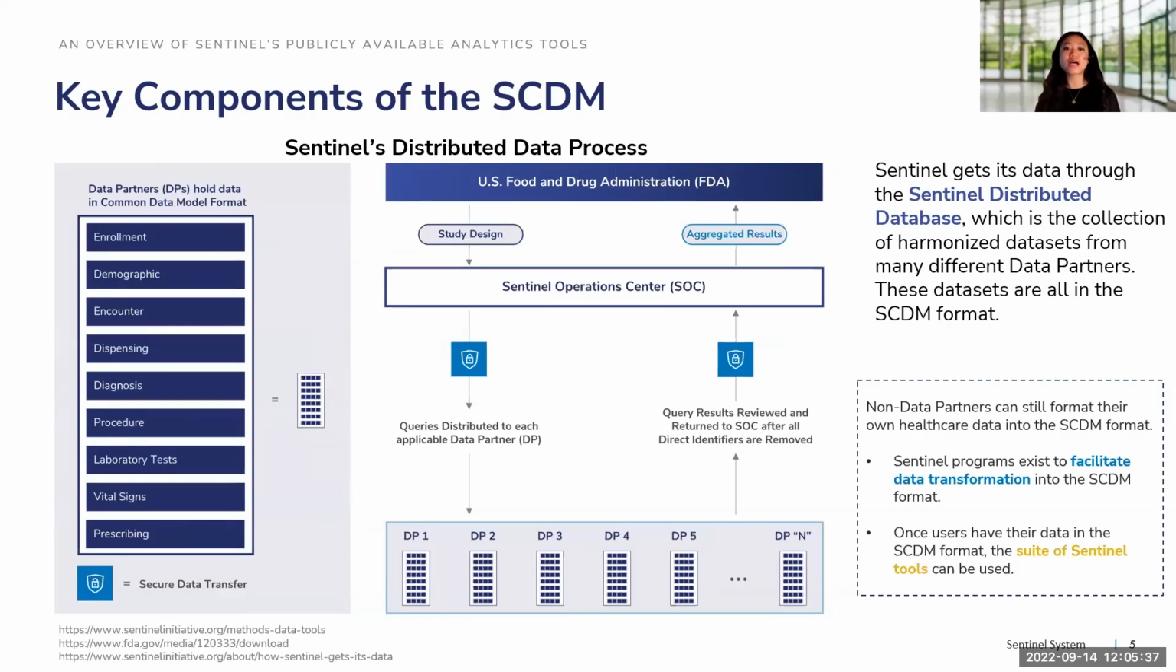Each Sentinel data partner extracts a copy of their data from their internal systems and then transforms this data into the format specified by the SCDM. The data partners then undergo a thorough data quality assurance review. Having each data partner format their data in the SCDM makes it possible to run statistical programs on records from multiple sites and preserves each data partner's raw data. Those who are not Sentinel data partners can still format their own healthcare data into the SCDM format. Later in this webinar, we'll show how to find the programs to do the data transformation into the SCDM format. Once users have their data in the SCDM format, the suite of Sentinel tools can be used.